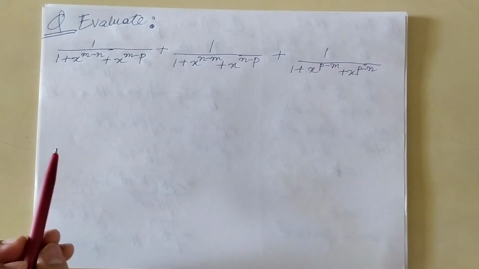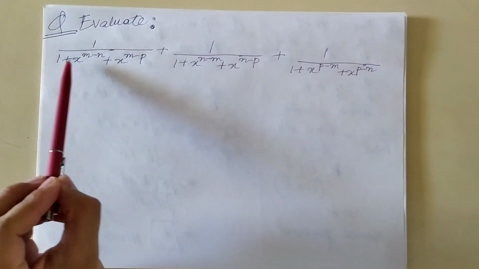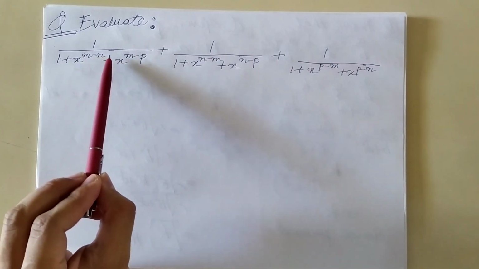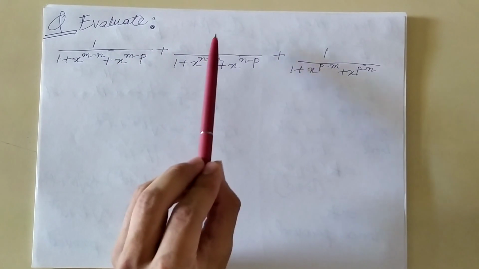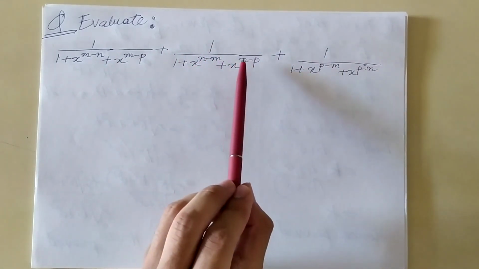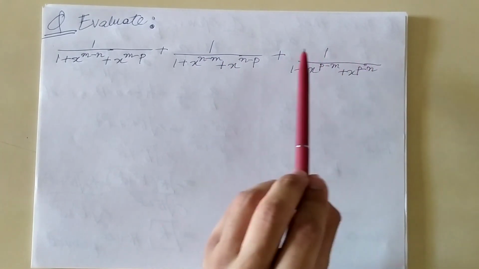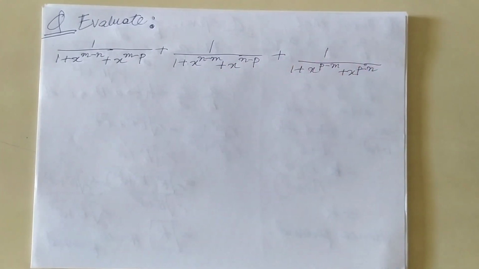So you have to evaluate this expression. Let me read it out for you. So 1 upon 1 plus x to the power m minus n plus x to the power m minus p, plus 1 upon 1 plus x to the power n minus m plus x to the power n minus p, plus 1 upon 1 plus x to the power p minus m plus x to the power p minus n. So pause the video and try to solve this question in 3 minutes.